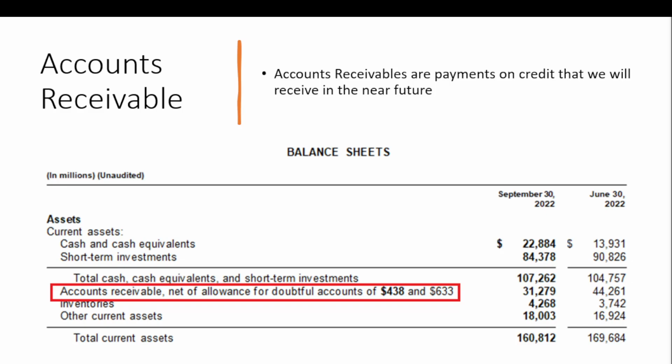So that is accounts receivables. Now pay attention to Microsoft's balance sheet right here. It says accounts receivable, net of allowance for doubtful accounts of 438 and 633. Keep in mind that these numbers are in millions. So this 438 is referring to the September 30th, 2022 period. And this 633 is referring to June 30th of 2022.